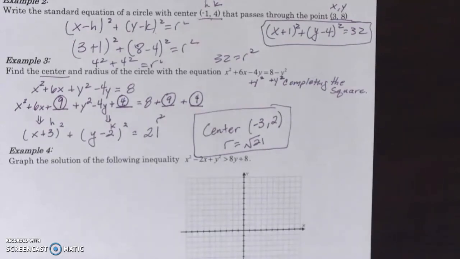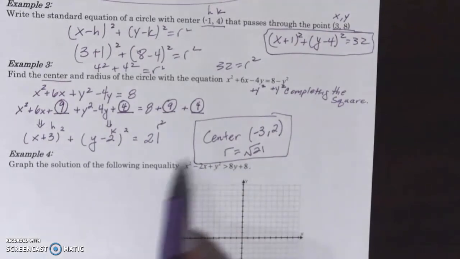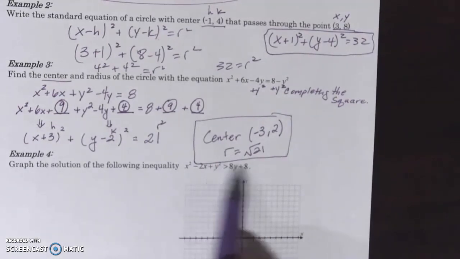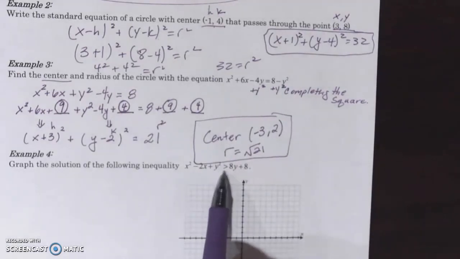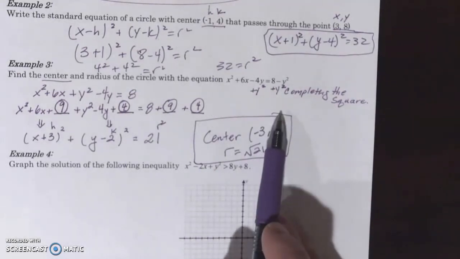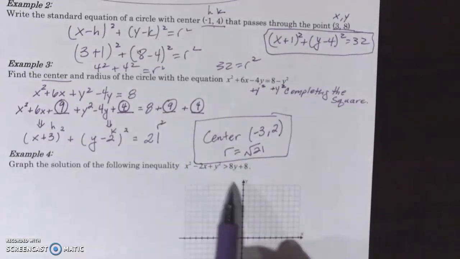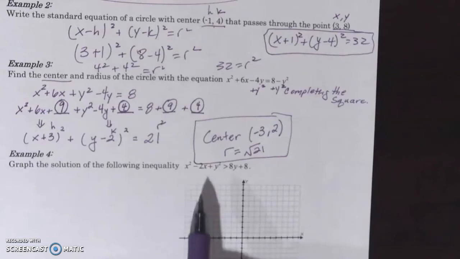All right, let's move on to our last example here. Graph the solution of the following inequality. Now, same type of equation here. It's an inequality, same type though, where we're going to need to complete the square. We don't have this written in the standard equation of a circle. We need to do some algebra to make that adjustment. So how are we going to do that?